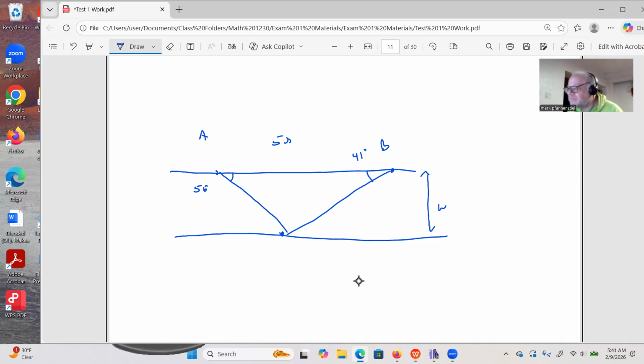Now, a couple of things. One, we're still doing right triangle trigonometry. So in order to do anything, we have to have a right triangle. This is not a right triangle. Could we figure out what this angle is? Yeah, we certainly could because the triangle has to add up to 180 degrees. That's all triangles. So if we really wanted to figure out this angle right here, we could.